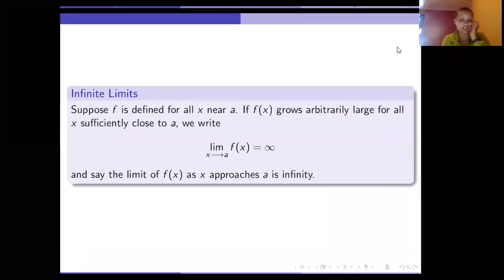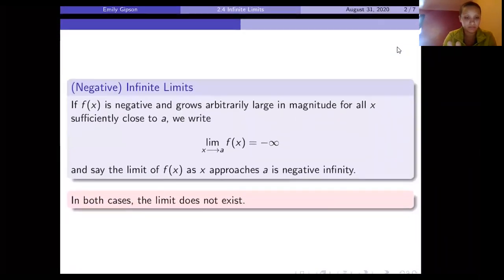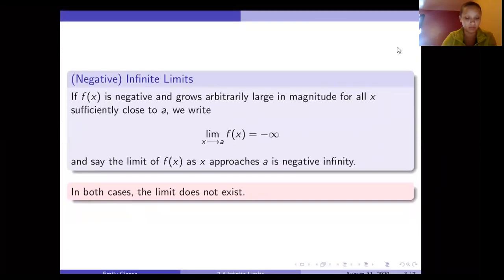So let's give a definition to infinite limits. Suppose a function f is defined for all values of x near a point a, that is to the left and to the right. If f of x grows arbitrarily large for all x sufficiently close to a, we write the following and say that the limit of f of x as x approaches a is infinity. So what does this mean realistically? Well, let's take a look at a graph and a table at the same time. Oh, sorry, we'll do that in a moment.